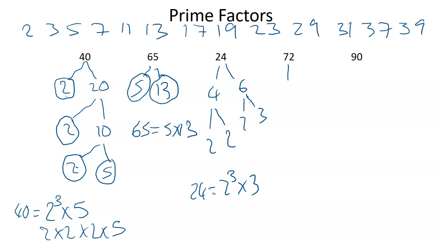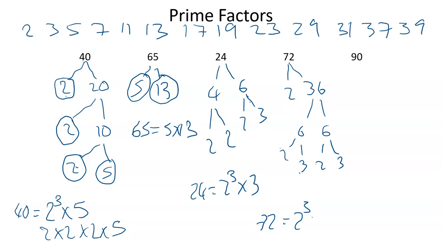72, so you just have to think of what goes in. It's an even number, so I'm going to start with 2. And if I half that, I'm going to get 36. And I know that 36 is 6 times 6. And 6 is 2 times 3. And that's also 2 times 3 because it's also 6. So there's 1, 2, 3 2's. 72 is 2 cubed, and 2 3's, which is 3 squared.